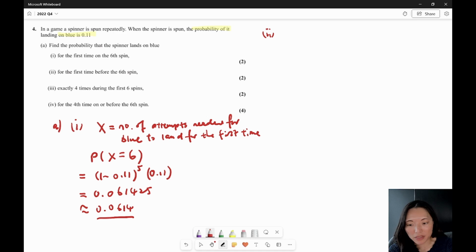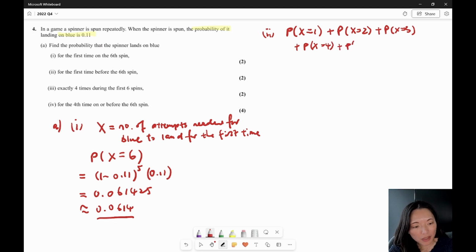What about part A2? Part A2 is asking us, what's the probability that the spinner lands on blue for the first time before the 6th spin? Now, what's the inequality? If X is the number of attempts needed for blue to land for the first time, in words, what does it actually mean? We could have blue for the first time on the first spin, so that's X equals 1. We could have blue for the first time on the second spin, X equals 2, the third spin, the fourth spin, the fifth spin, and because the question wants blue to land for the first time before the 6th spin, these are the probabilities that we are interested in. So either X equals 1, 2, 3, 4, and 5.